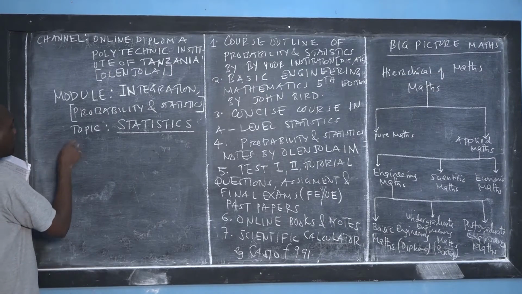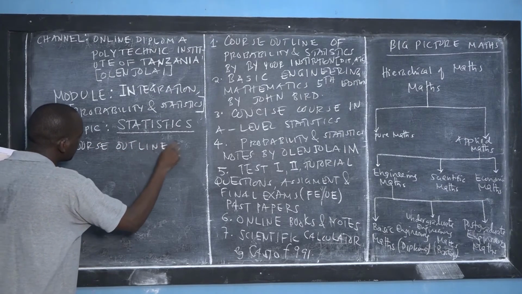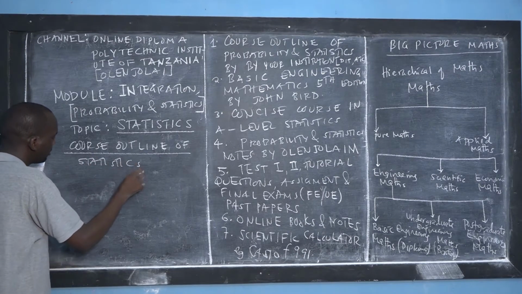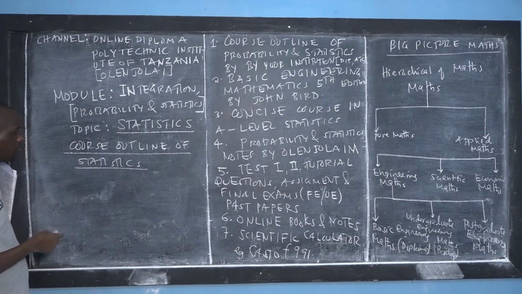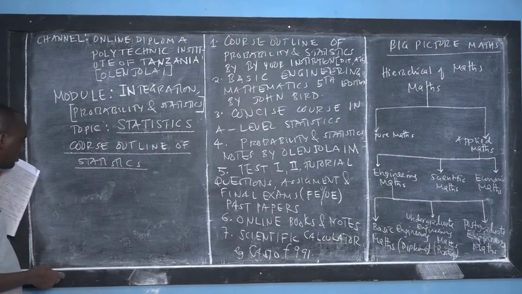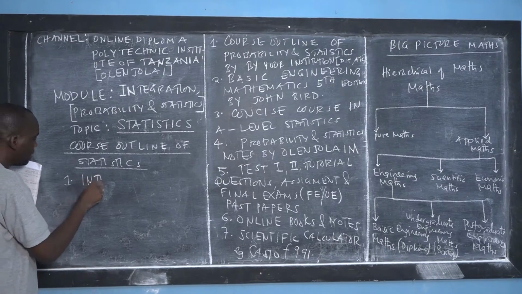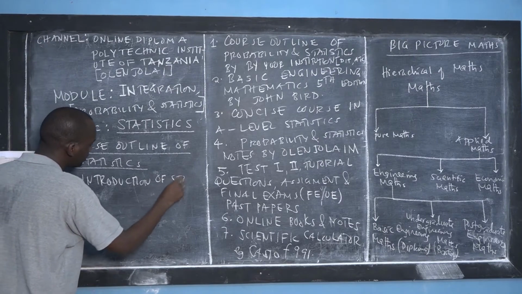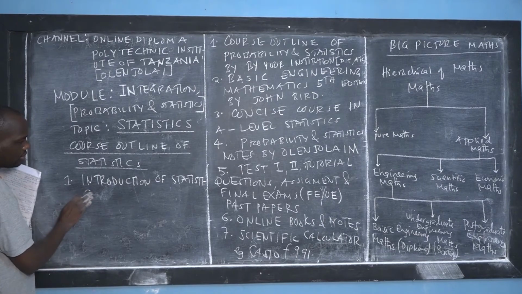So according to the course outlines of statistics, let us see the course outlines of statistics. The course outlines are also called enabling outcomes. So the following are the contents that we are going to cover. The first content we have to learn together is the introduction of statistics. What is the meaning of statistics?